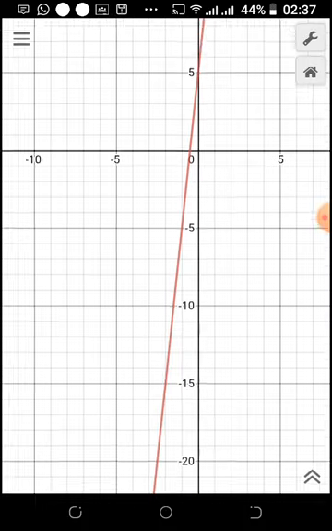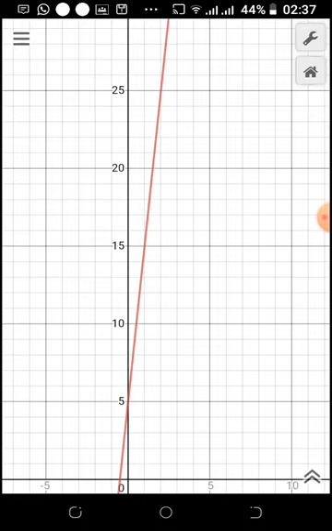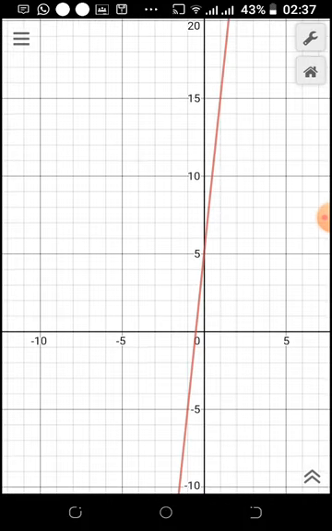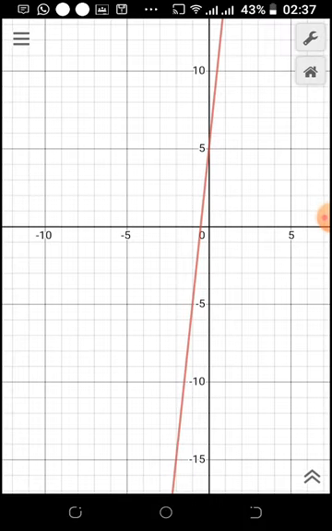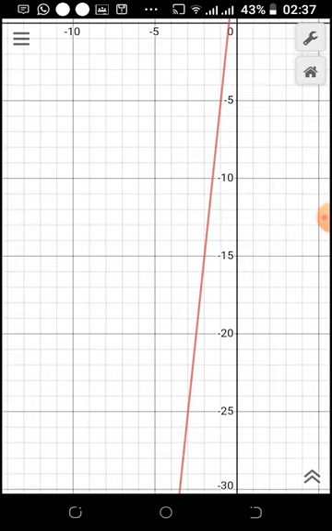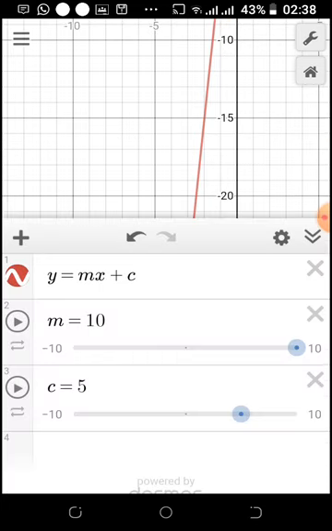You can see a positive slope moves from the bottom left to the top right, and because I have set c to 5, it is still cutting the y-axis at the point 5. Let me see whether I can change it to -5. Change c to like -5.